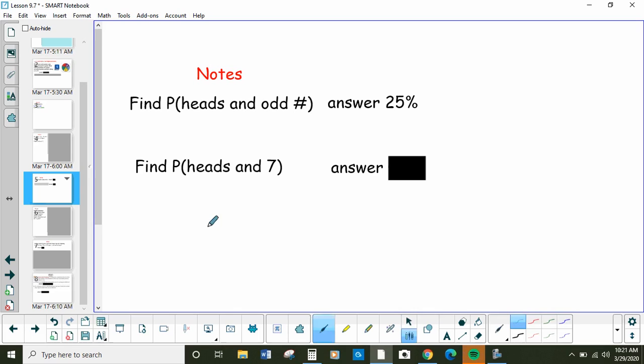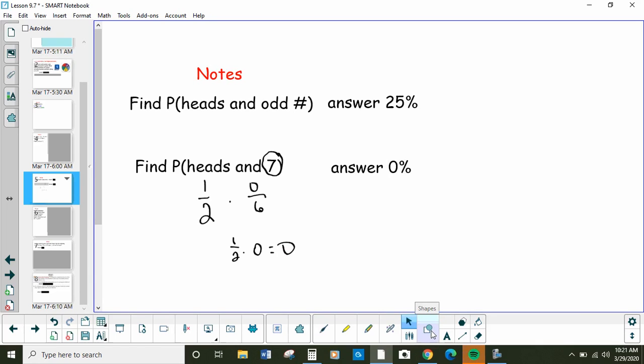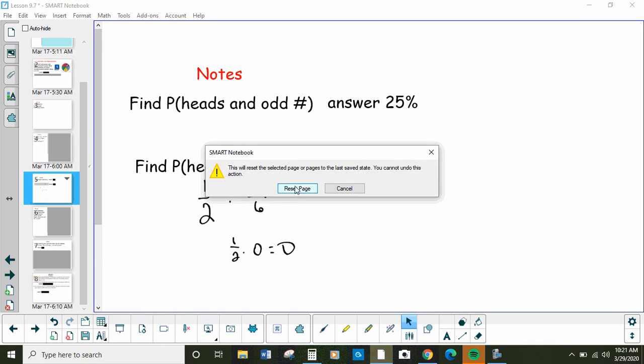So, what's the probability of rolling a heads? We know that's 1/2. Probability of rolling a 7. There's 0 7s out of 6. Now, 0 over 6 is 0, right? And 0 times anything is just 0. Well, that's impossible. There's a 0% chance of that happening. What's the likelihood? Impossible.